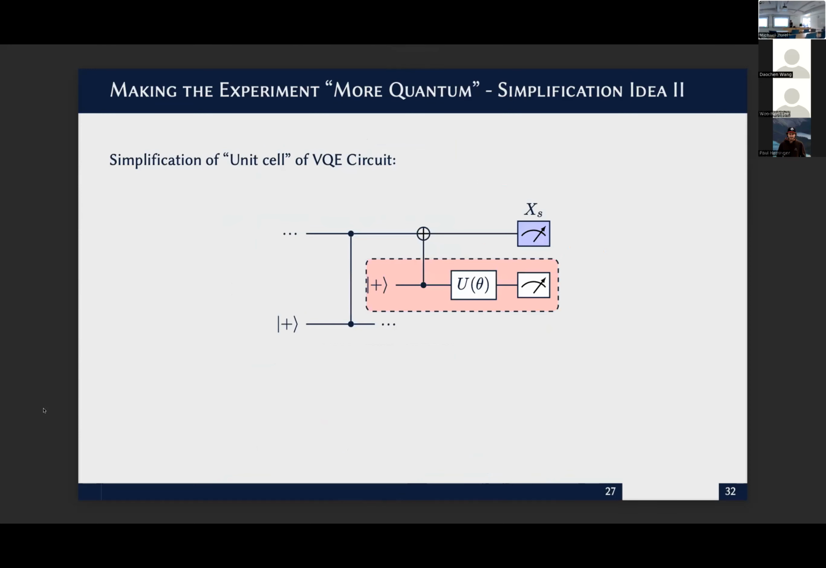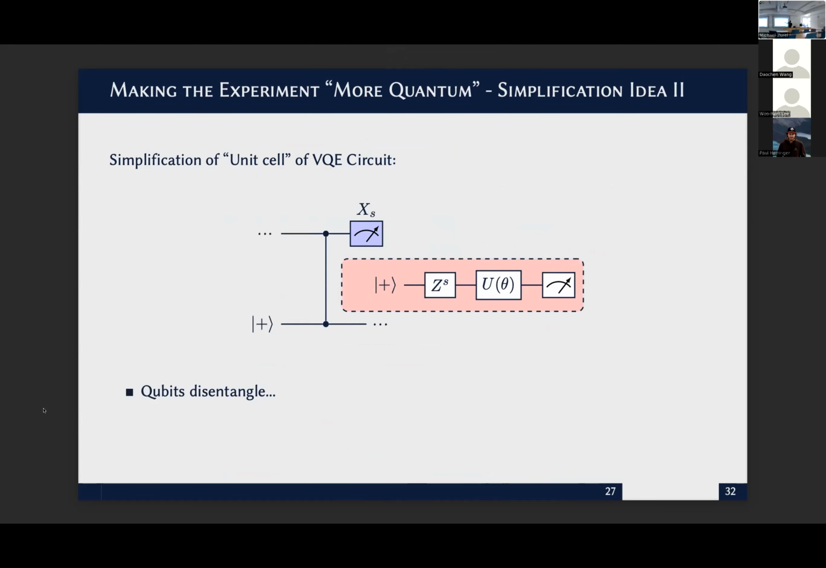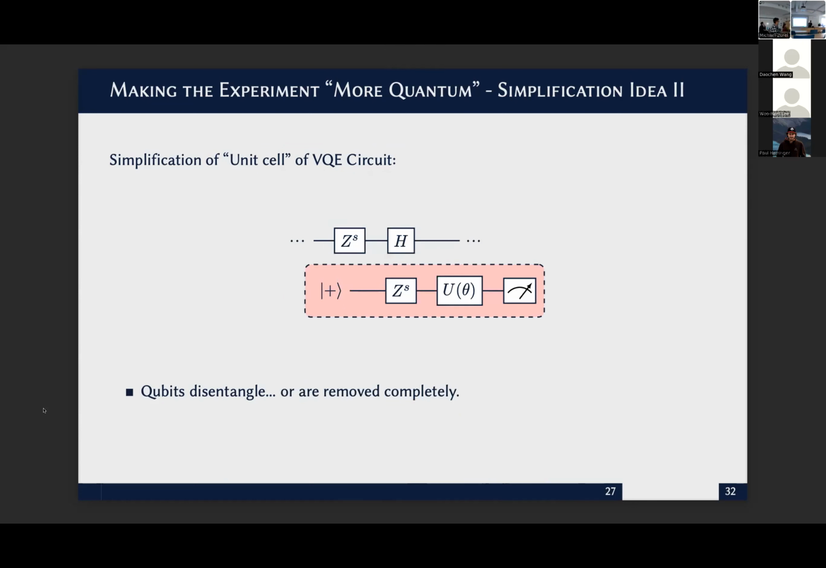The second trick really is more of a sequence of circuit identities, but here I've presented the unit cell of the VQE circuit. So the first observation is I can move this X measurement past the C0 gate. It introduces a Z gate condition, depending on the outcome of what that measurement was. But this disentangles the ancilla qubit completely. And further, what's left in this residual circuit is just a half teleportation that we see in, say, the construction of measurement-based quantum computing.